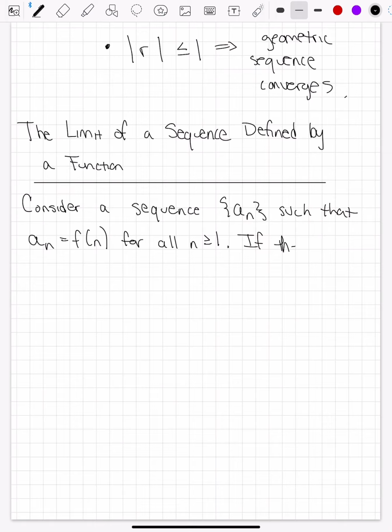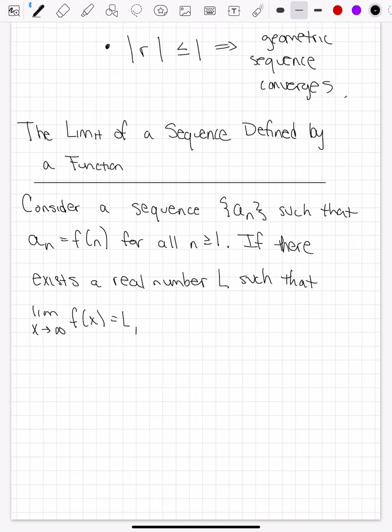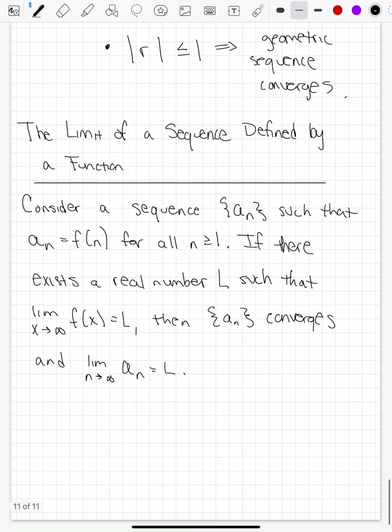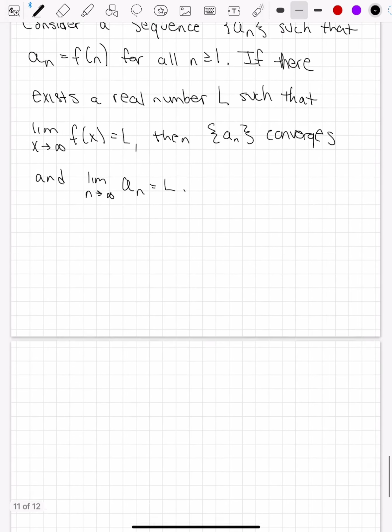if there exists a real number L such that the limit as x approaches infinity of f of x is L, then an converges and the limit as n approaches infinity of an is L. So basically this is telling us we can just use limits, right, if we have a function for our sequence.